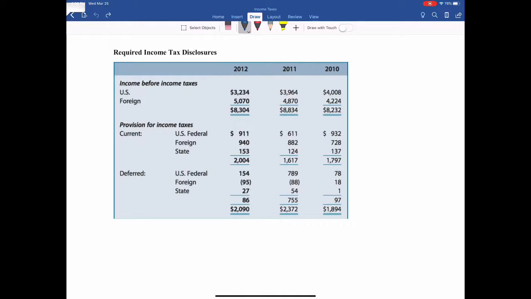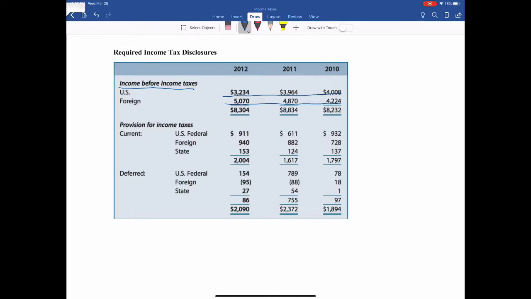The first section is income before tax, which is one item available in the income statement. It shows us more details: the domestic income before tax and international income before tax. Firms operating in different jurisdictions are subject to different tax laws, so the earnings are reported here separately.